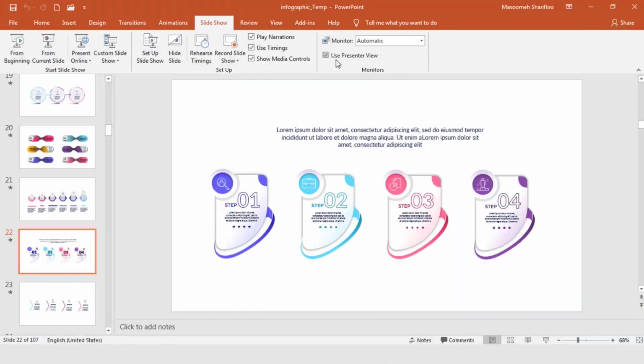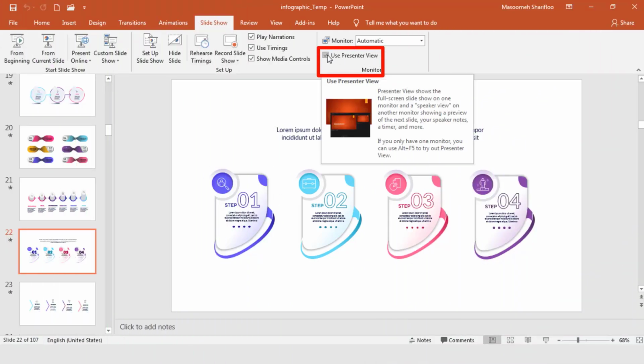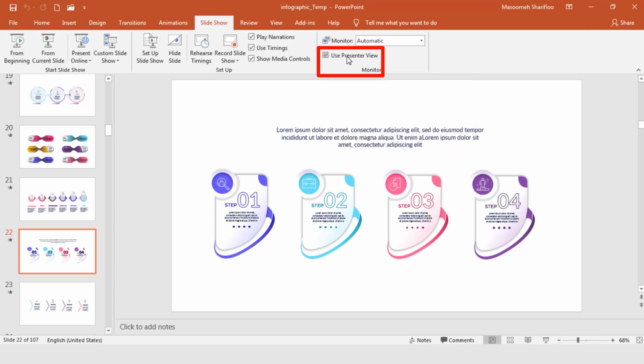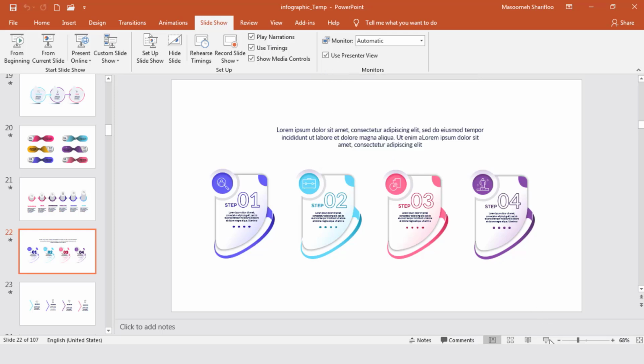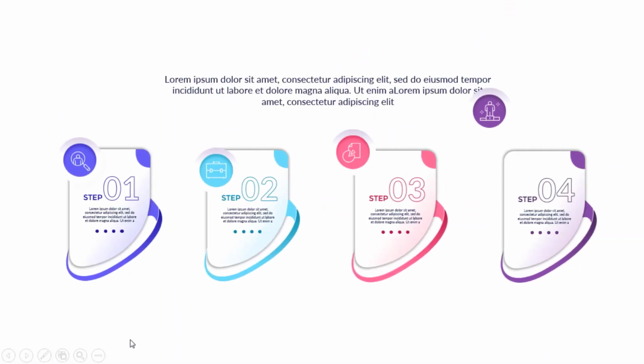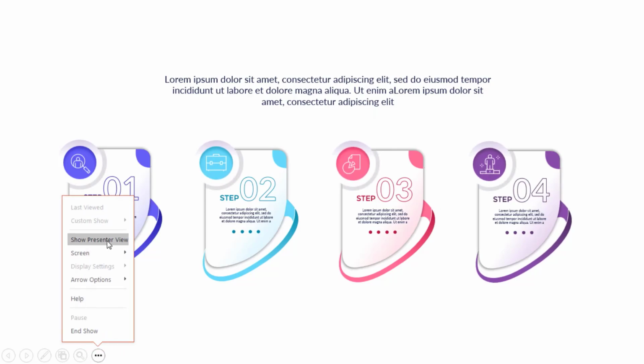And the next option is use presenter view. It is the last option that I'm going to talk about in this section. This is a good option. When you pick this option and connect your laptop to the video projector, you can see the presenter view automatically. I click on the normal show and use these three dots, and I click on show presenter view to be transferred here.